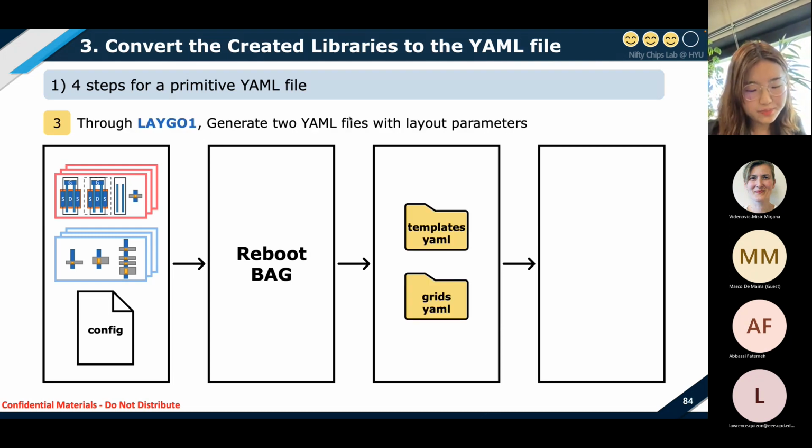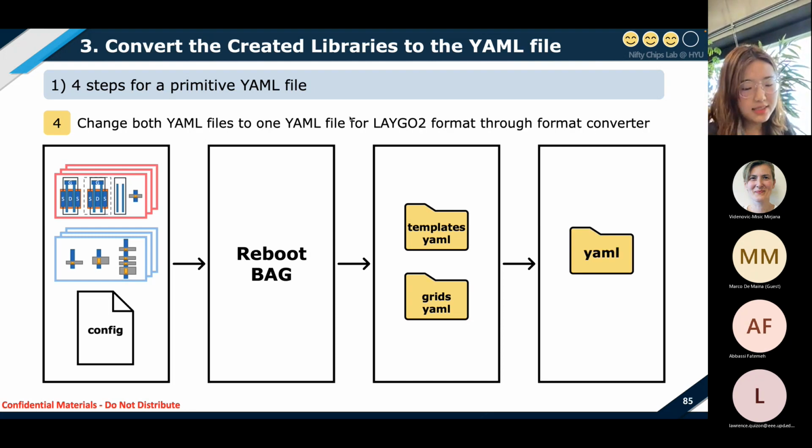After that, you generate 2 templates and grid YAML files by using LAYGO2. Configure file is used for this step. Lastly, you should change 2 YAML files to 1 YAML file for LAYGO2 format. The format converter for this has been currently provided. It's very simple because if you enter the proper input parameter, then it's done.